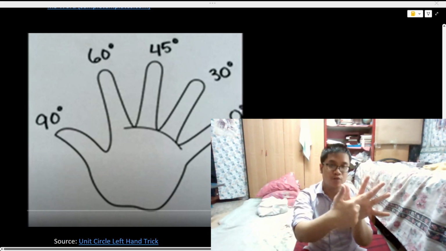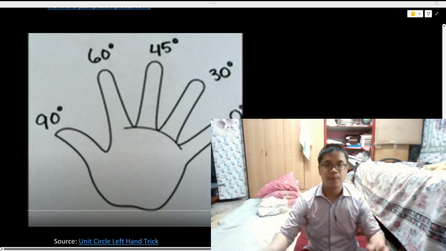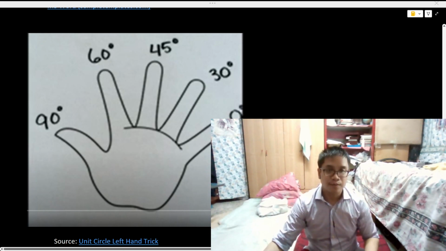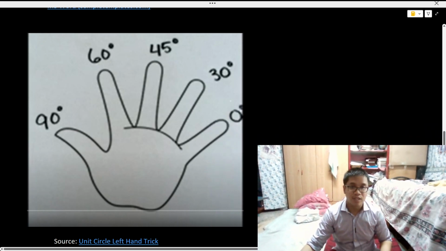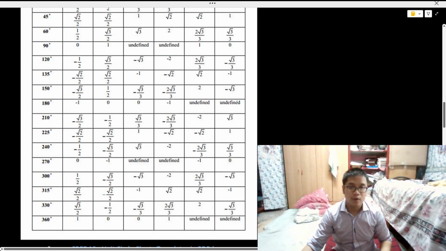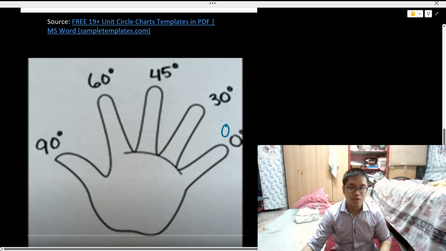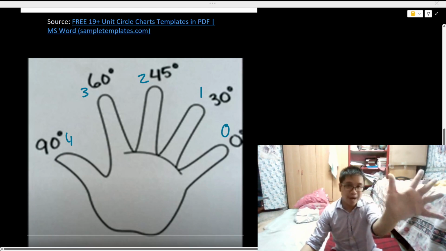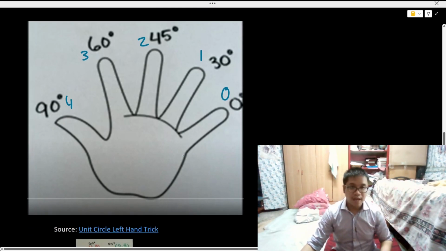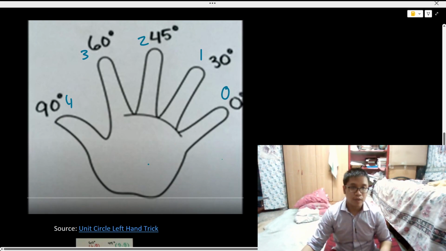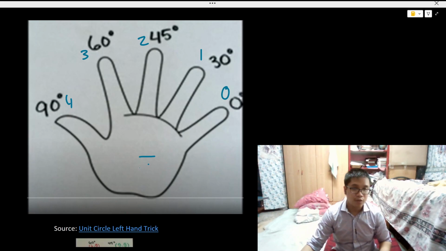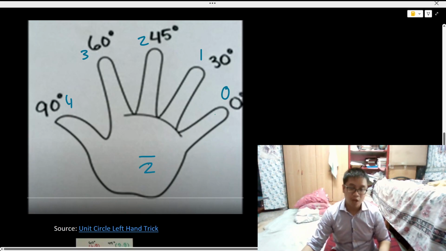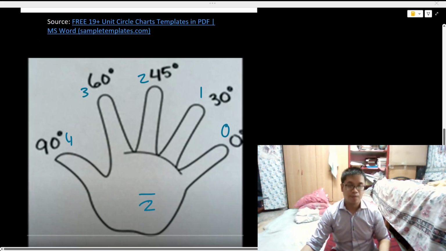So 0, 1, 2, 3, 4. Okay? So let me write it here so that you won't be having a hard time. This is 0, 1, 2, 3, 4. Now here, on the palm, you have a denominator of 2. Okay? So here's what you're going to do.